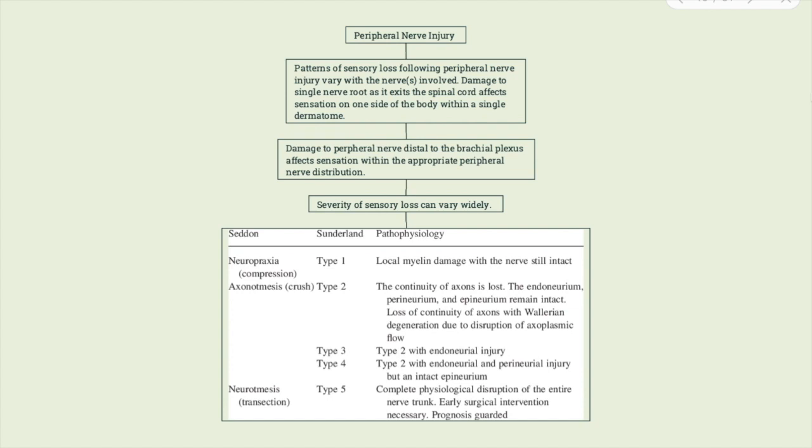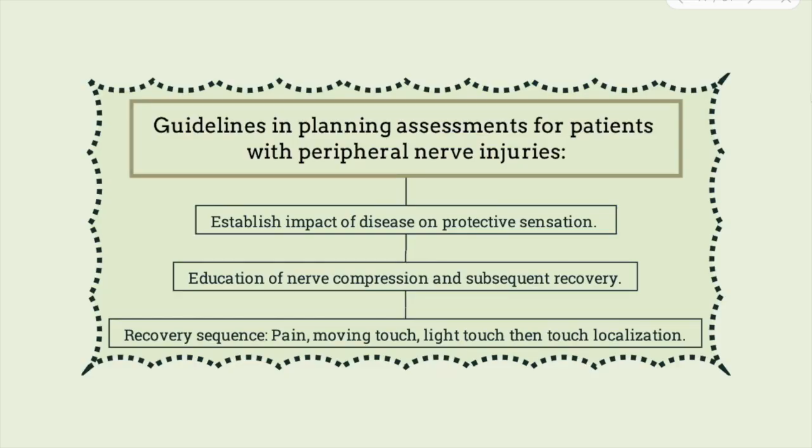And so I included a peripheral nerve injury classification chart, and it depends on whether you're using Seddon's chart or Sunderland's, but it goes over the types and then the pathophysiology behind it. So you can check that out. And then the guidelines it mentioned in planning assessments for patients with peripheral nerve injuries are making sure to establish the impact of the disease on the protective sensation, providing education of nerve compression and subsequent recovery, and then just remembering the recovery sequence. So it goes pain, moving touch, light touch, and then touch localization.